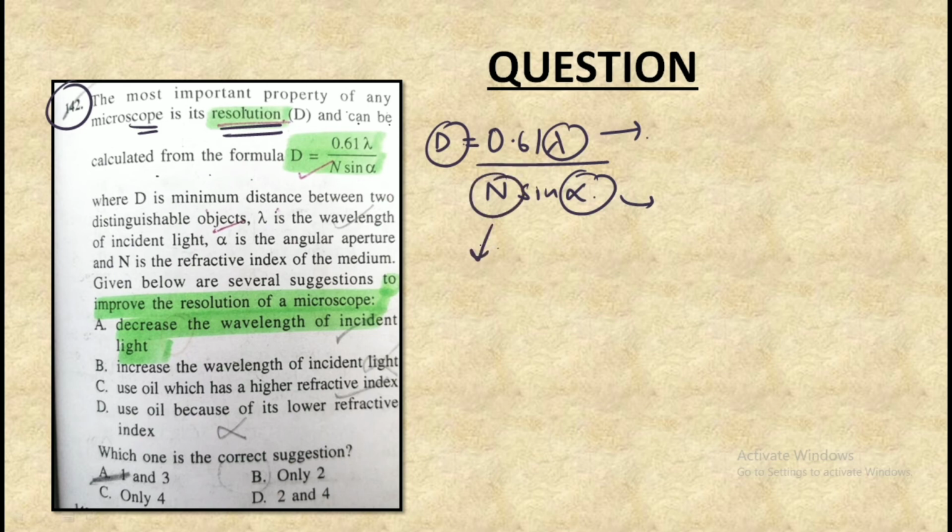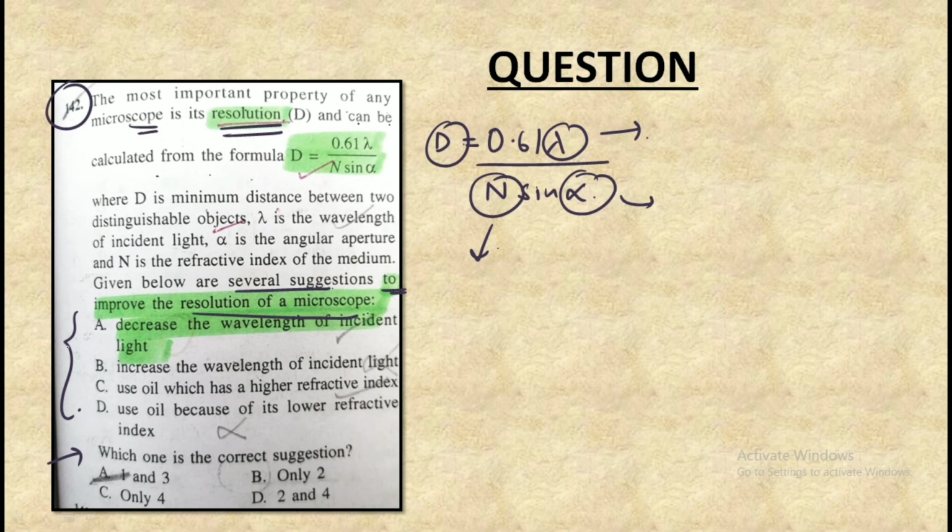So we are given all the important information that we have just studied. You can see that all the information is given to us in the question itself. Given below are several suggestions to improve the resolution of the microscope. These are the options given, and we need to find out which one of the following is the correct suggestion. So we need to keep in mind this particular formula and find out the correct answer.